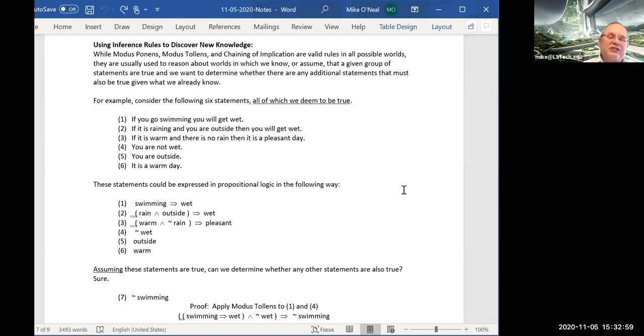given a set of statements, if these statements are all true, we can use inference rules. We just looked at modus ponens, modus tollens, chaining of implication. We can use those rules to discover new knowledge, knowledge that is implied in the stuff that we've already, it may not be obvious, but it's implied in the knowledge you already have. So we will be able to reason about a situation to come up with logically true statements.